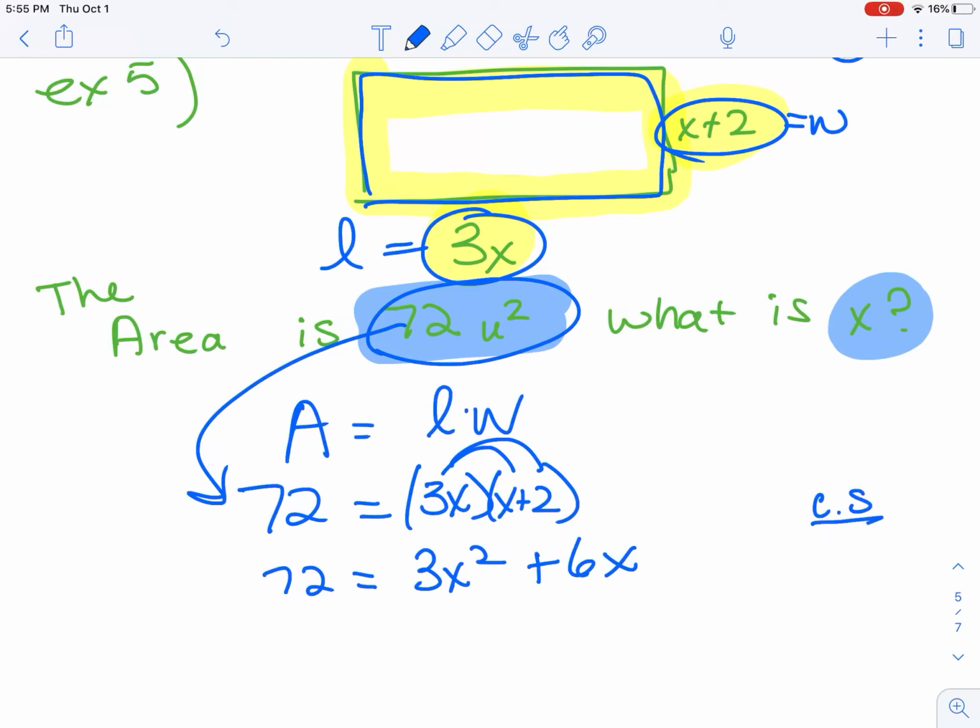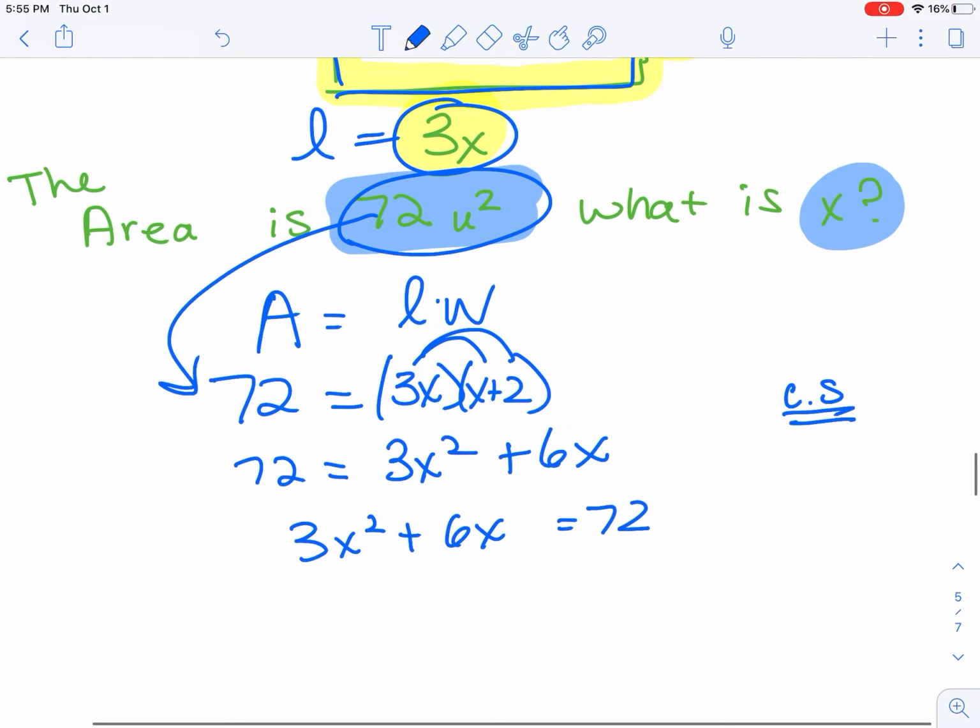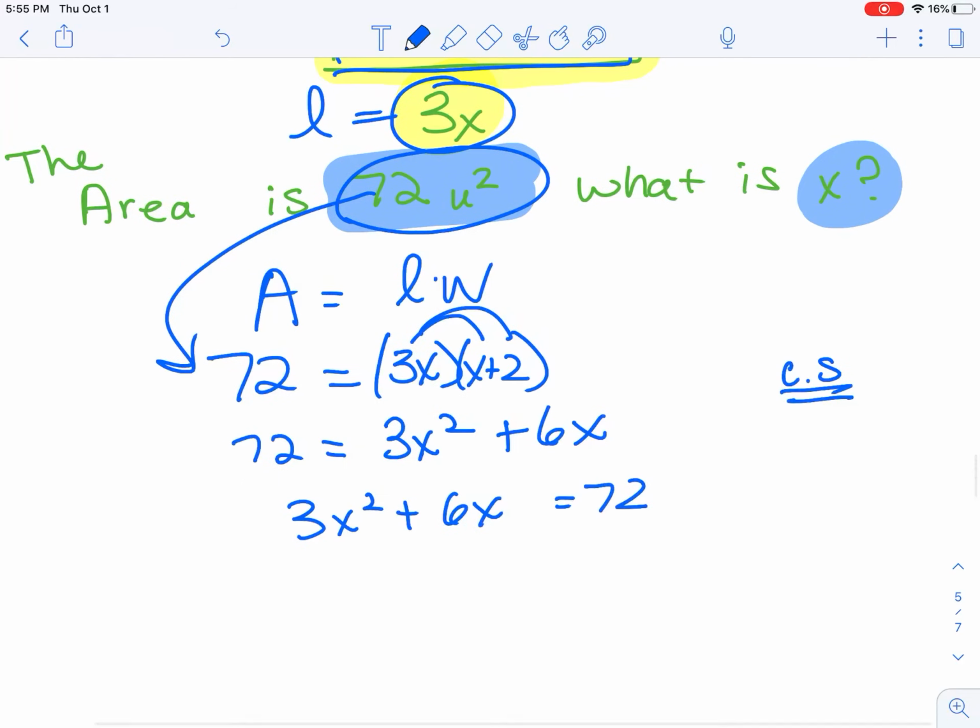Now we're going to use completing the square. Okay, let's look at this. I'm going to move the 72 over to the other side just so that it looks like what we've been using. Okay, so it looks familiar to you. Remember, we're going to look at our a value first. And if a is not 1, if a is bigger than 1, we're going to divide both sides by a. So we're going to divide everything by 3.